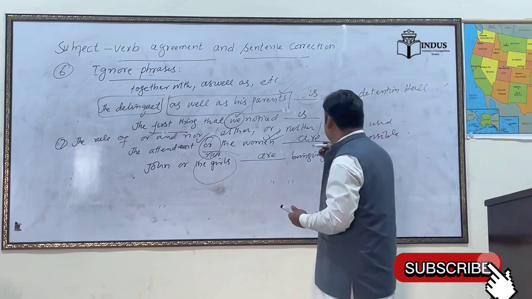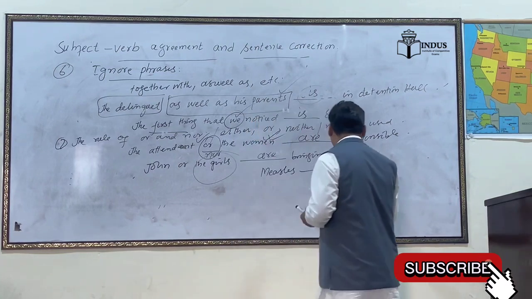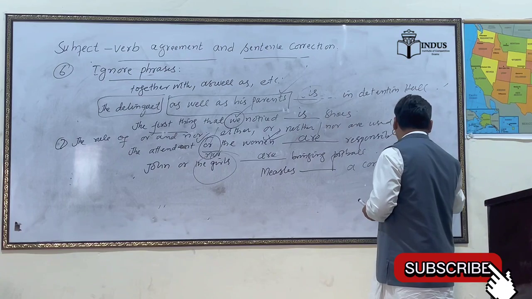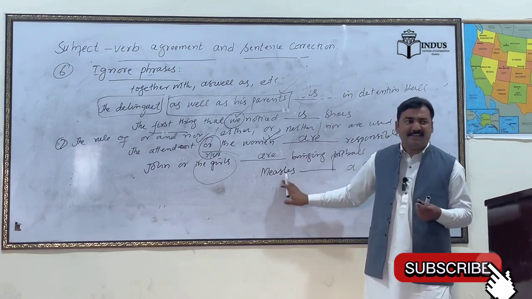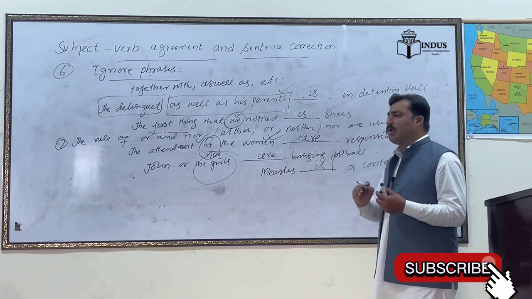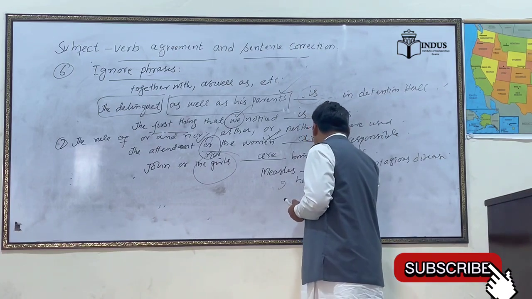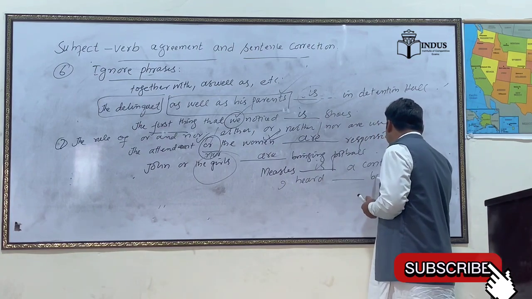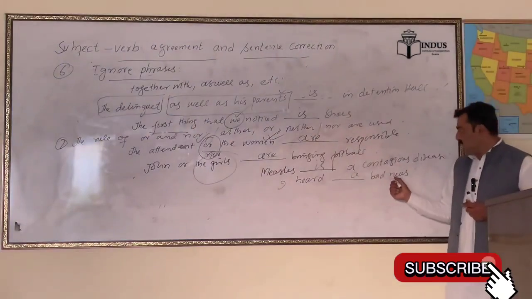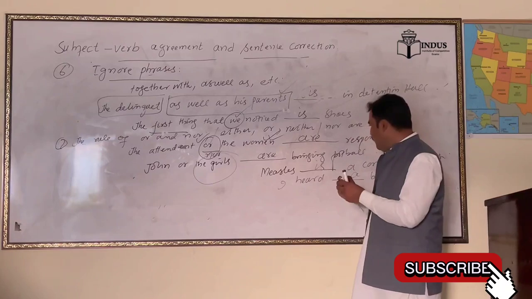Mumps, I say, or I say measles ___ a contagious disease. It seems as if it is plural, but it is singular. Measles is a contagious disease. I heard ___ bad news. I have treated this news as a singular one. Are you getting my point?